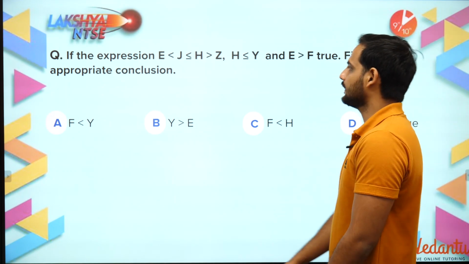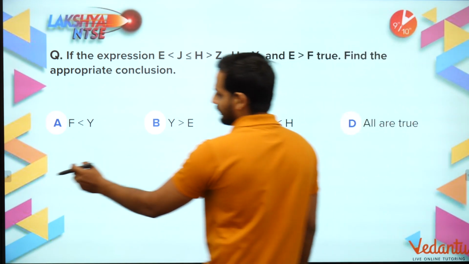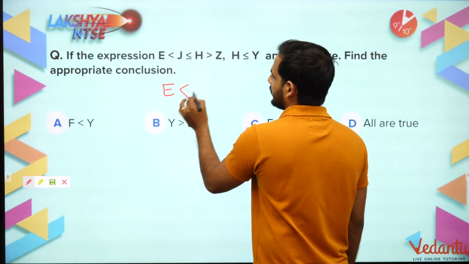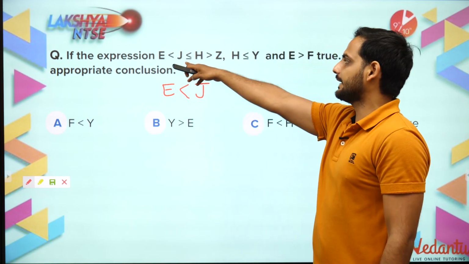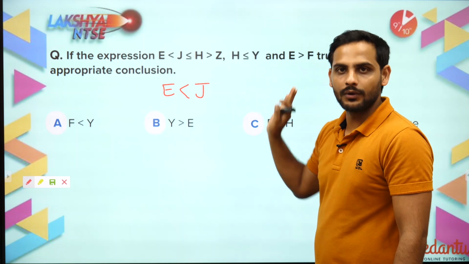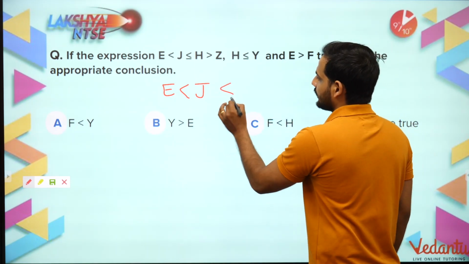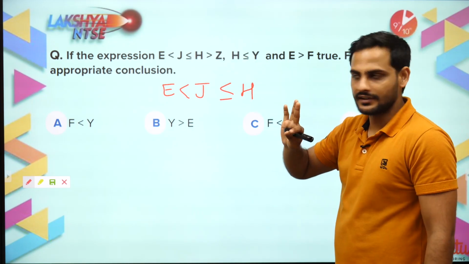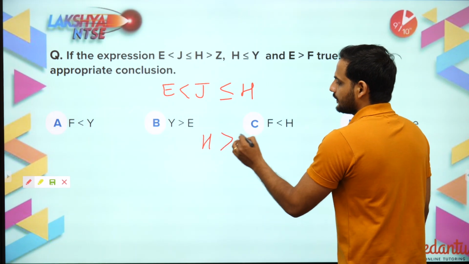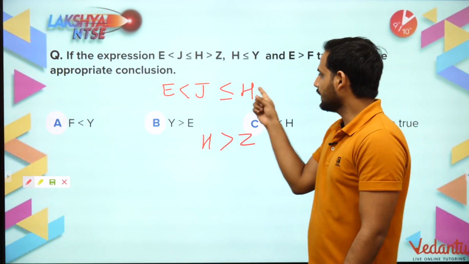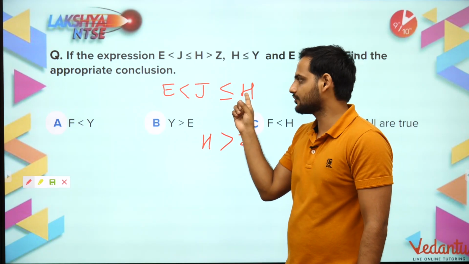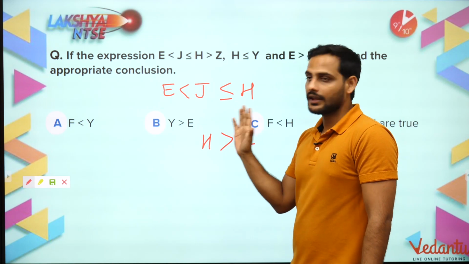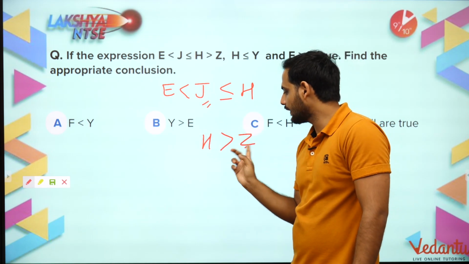In the expression, see what they are saying, step by step we will write. What are the information given here? They have told that E is less than J. Correct? J is less than or equal to H. And H is greater than Z. Correct? Now see, J is less than or equal to H, and H is greater than Z as well. But we cannot decide anything between J and Z.